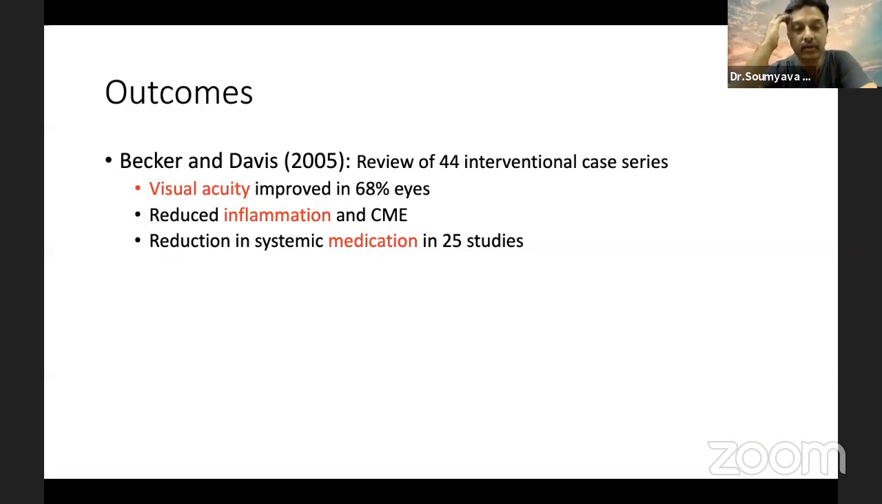The outcomes have been documented in various studies. While there are a large number of studies that have discussed the role of vitrectomy as a diagnostic tool, the anti-inflammatory role has been discussed in very few studies. Now, one of them is a landmark study, this one from 2005, which was a review of 44 interventional case series. And here, the visual acuity improved in 68% of eyes. There was reduced inflammation and CME, and there was a reduction in systemic medication in 25 of the 44 studies.